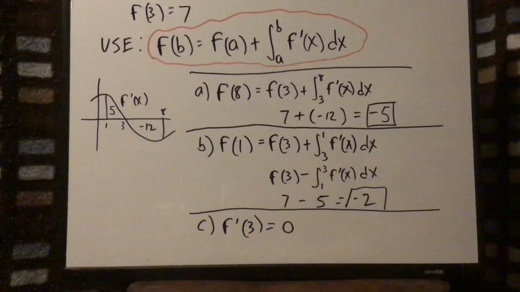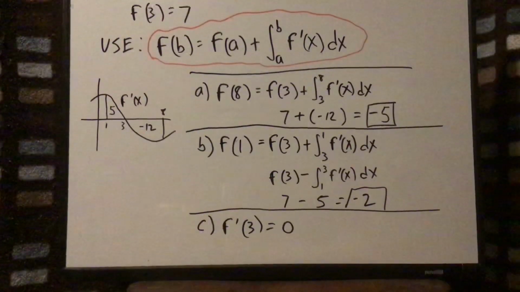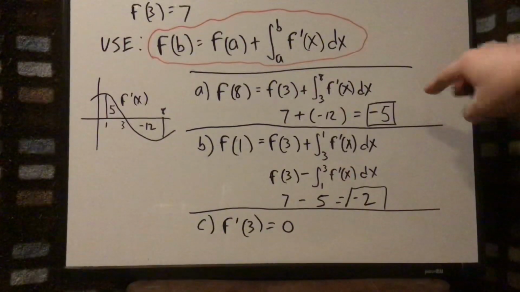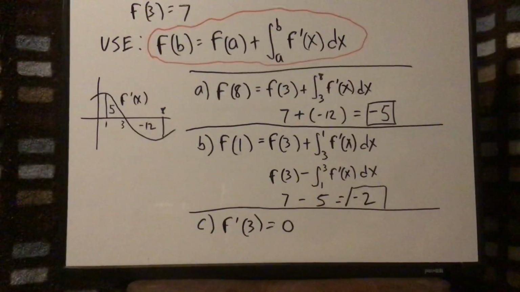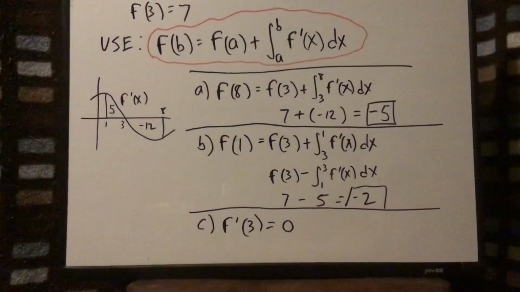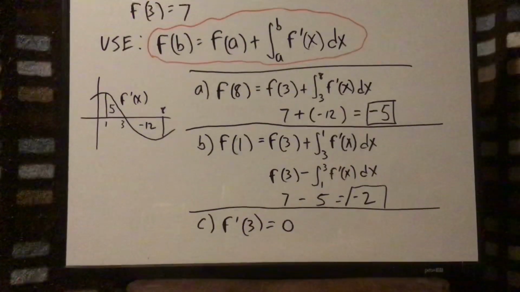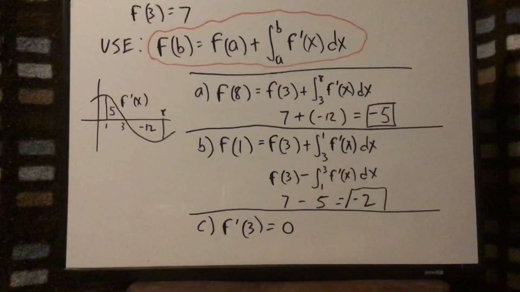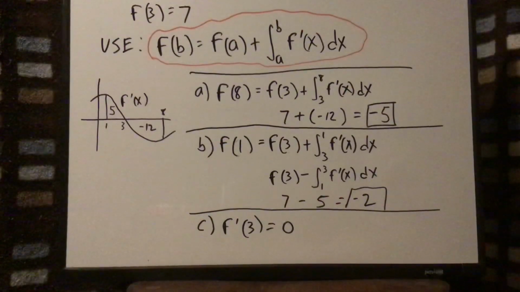So these are 3 different problems they could ask. Notice one goes forward. It wants you to go from 3 to 8. The second one wants you to go backwards, from 3 back to 1, which you can basically flip around and accomplish that. And then if they ask for a derivative, well, you have a picture of the derivative, so they just want its y value in this case.